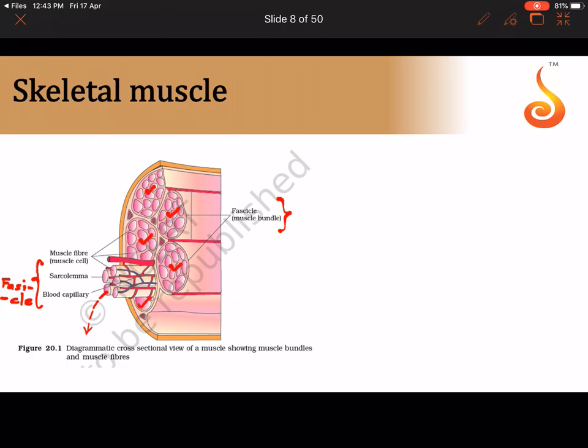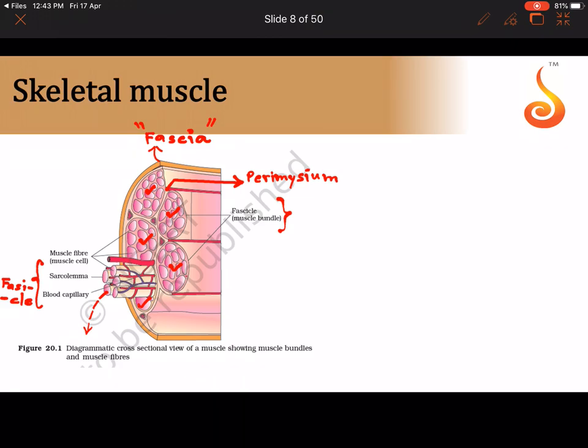All the fascicles are wrapped together by a connective tissue coat on the outside, and this connective tissue covering on the outside of the entire muscle is referred to as the fascia, or it is also called the epimysium. Between the bundles also there is connective tissue. Between the bundles, the connective tissue is referred to as the perimysium. Adjacent to the bundles you can see the connective tissue that is called perimysium.